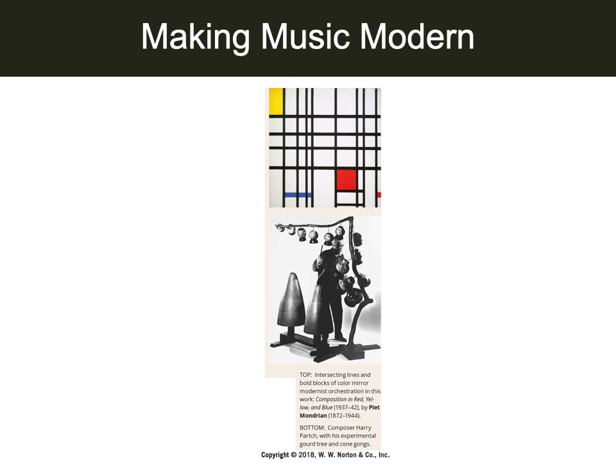Here are two images. The top is a minimalist painting. Intersecting lines and bold blocks of color mirror modernist orchestration in this work. Composition in Red, Yellow, and Blue, 1937 to 1942, by Piet Mondrian, who lived from 1872 to 1944. So the top painting mirrors modernist orchestration. I will ask you, how do you think that?